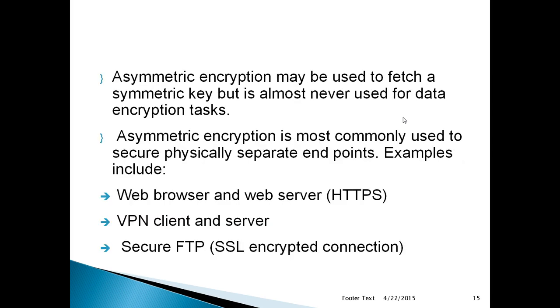And coming to asymmetric encryption, it may be used to fetch a symmetric key but is almost never used for data encryption tasks. The public key is posted to the public, and decryption is done only by the private key. Examples are web browser and web server HTTPS, and VPN client and server, FTP.